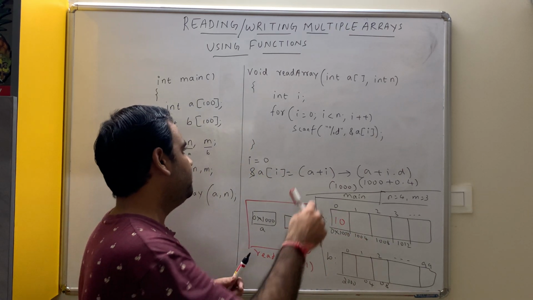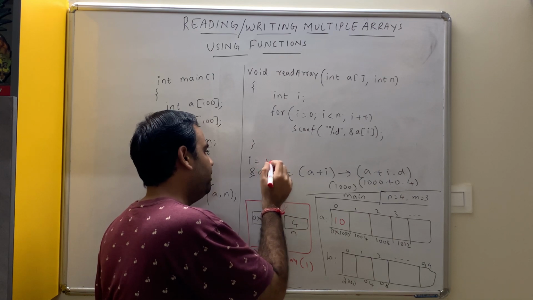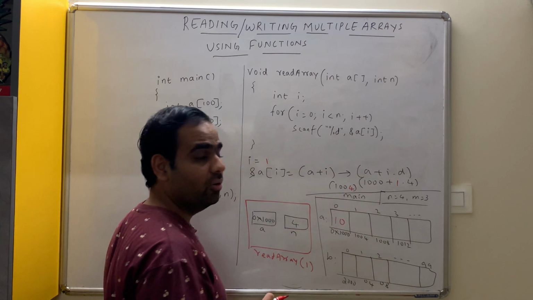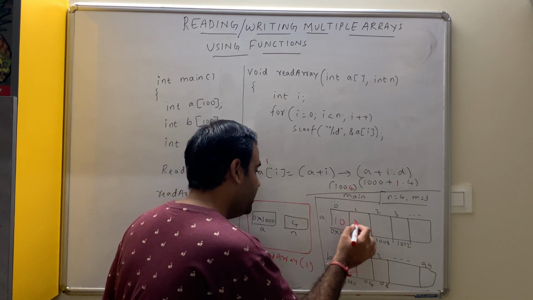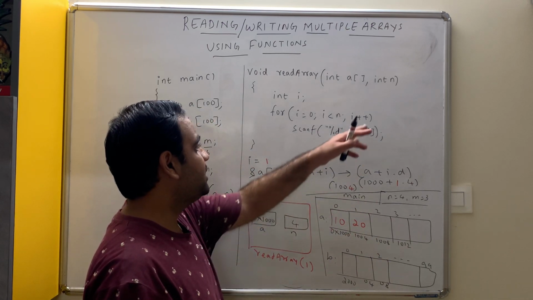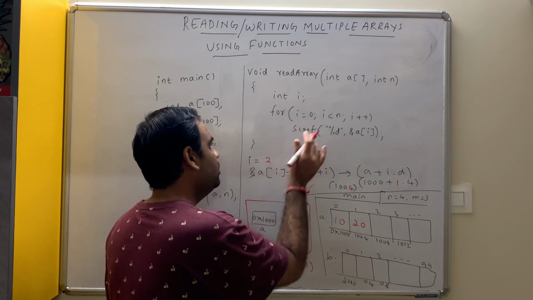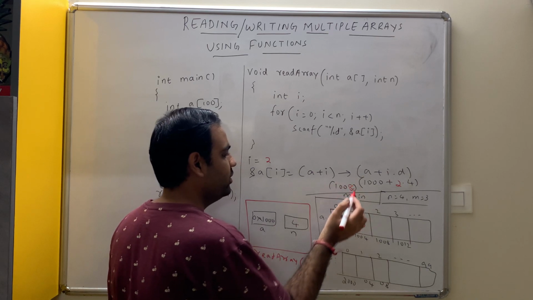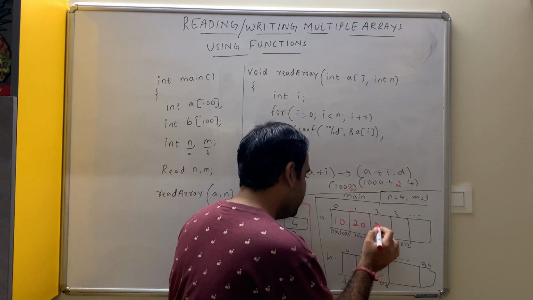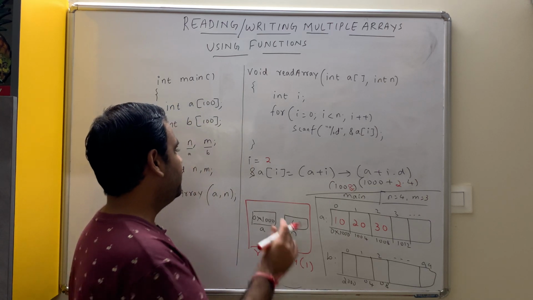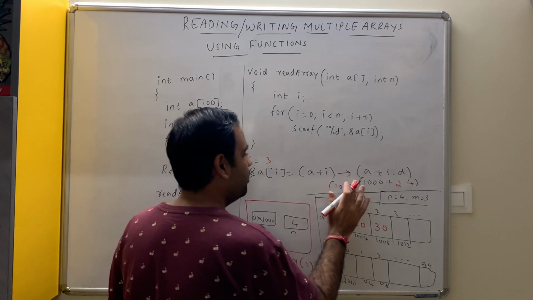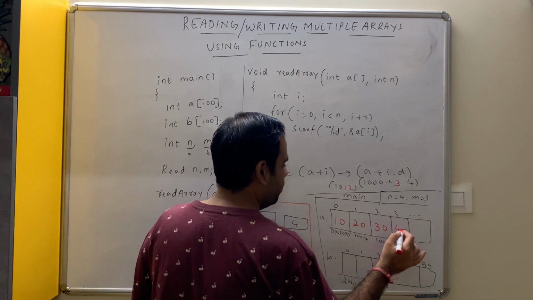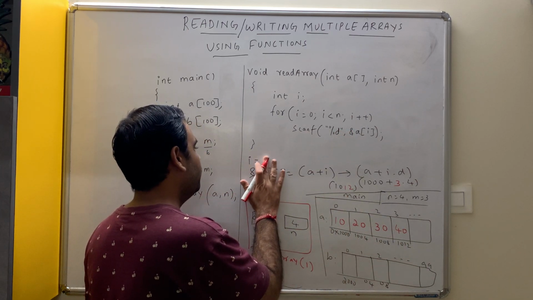Now next time you say i plus plus, the value of i will become 1. Ampersand a of i is nothing but 1000 plus 1 into 4, which is 1004. It says read integer at location 1004. Next i plus plus, 2. 2 less than 4, yes, ampersand a of 2 is 1000 plus 2 into 4, which is 1008, and it says read integer at location 1008. i plus plus, i becomes 3, 3 less than 4, yes, 1000 plus 3 into 4 is 1012, and it says read integer at location 1012. i plus plus, 4. 4 less than 4 is false.